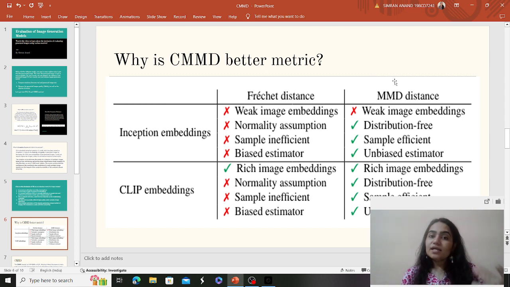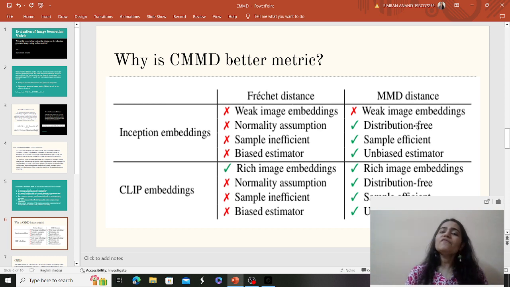So it's a plus point, right? Because MMD distance is distribution free. It is not assuming anything, such as that you need to have a normal multivariate distribution. You can have image sets, image distributions of any distribution. It's distribution free. It need not be a normal image distribution. Next, it is sample efficient.